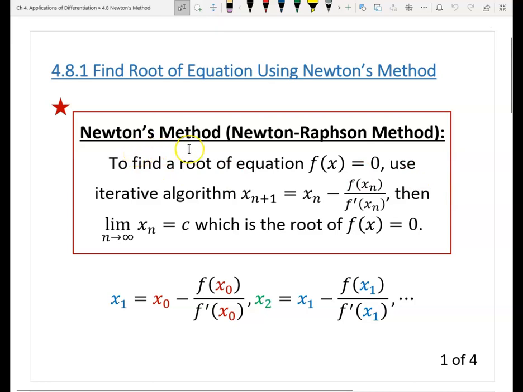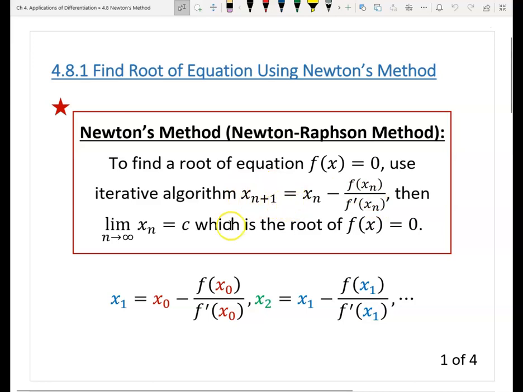Here is Newton's method. Of course, the method was originally proposed by Isaac Newton. So first, what question do we have? If we have the equation f(x) equals 0, and the equation is too hard to solve explicitly, what do we do? We have to do approximation, right? Newton's method is an iterative algorithm to do approximation. The formula is here: x_{n+1} equals x_n minus f at x_n over f prime at x_n. Okay, this is the iterative algorithm.